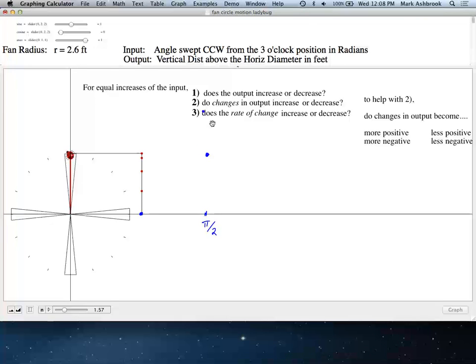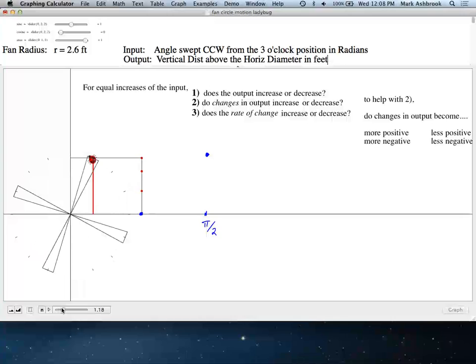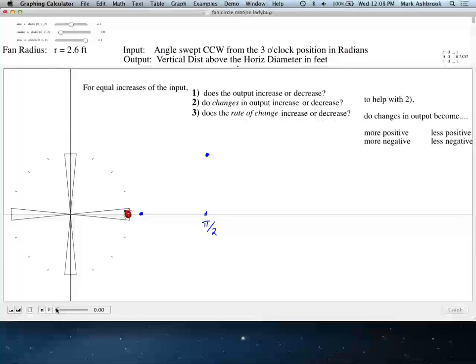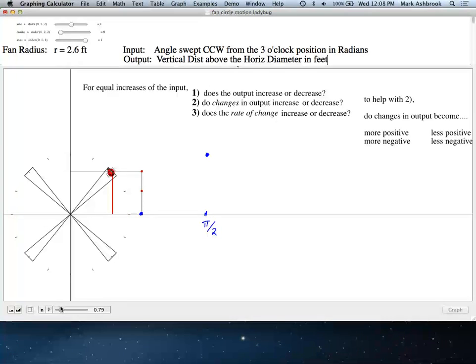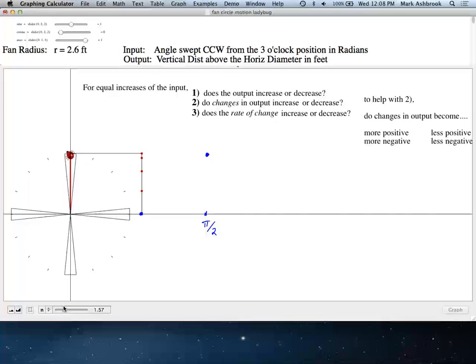So that's when we get to questions 2 and 3, and we're looking at the changes. So what do the changes do in that first quadrant? Are those positive or negative changes, first of all? Positive, because the vertical distance is increasing. If our quantity is increasing, we have positive changes, and so are those getting more or less positive?